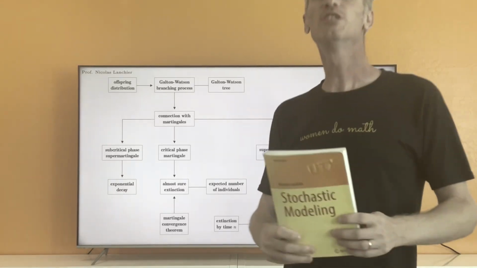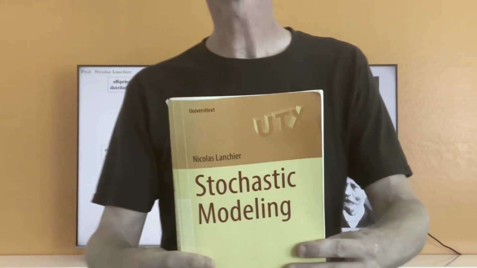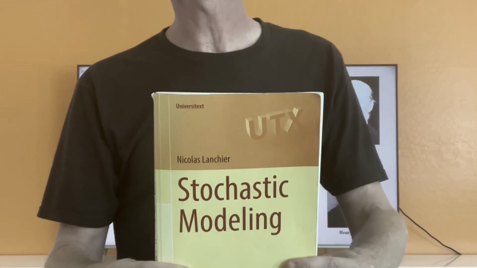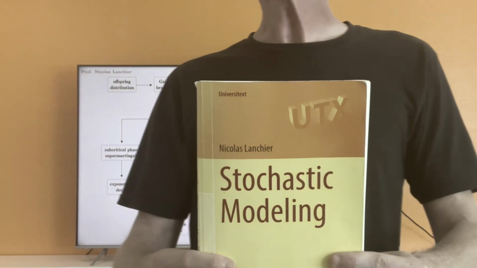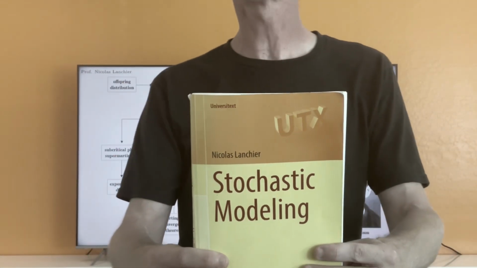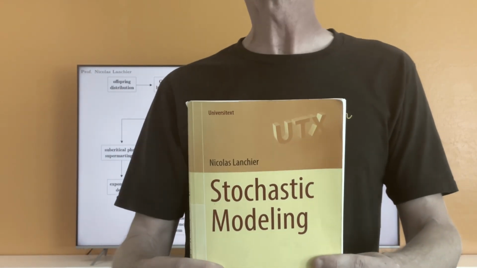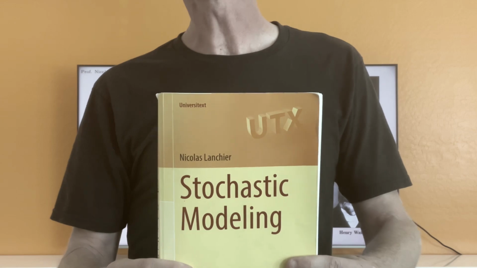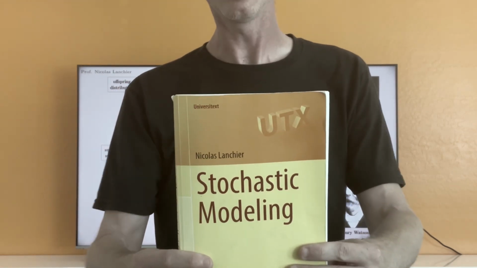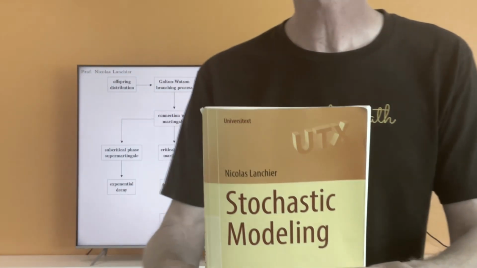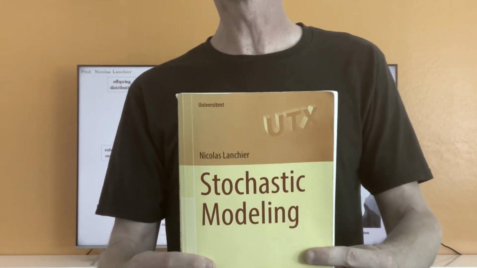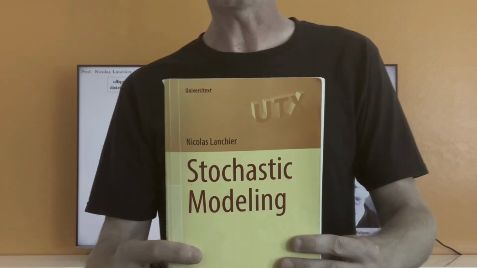In this video, I'm going to cover chapter 6 of my stochastic modeling book. That's the chapter about Galton-Watson branching processes. Those processes are general stochastic models that describe the dynamics of population and that can be studied using results from martingale theory. In particular, you can think of this video as an application of my previous video about martingales.